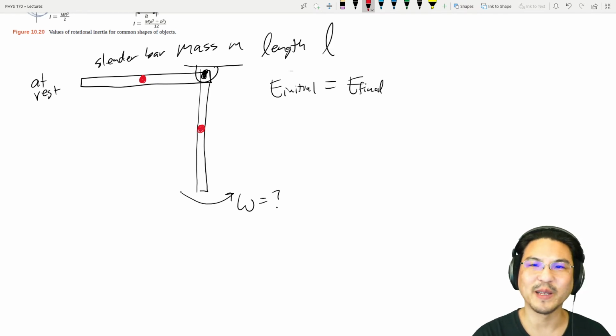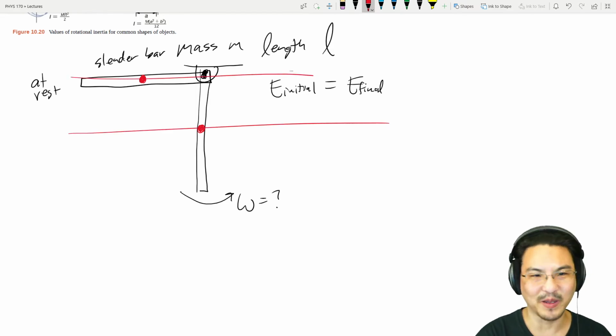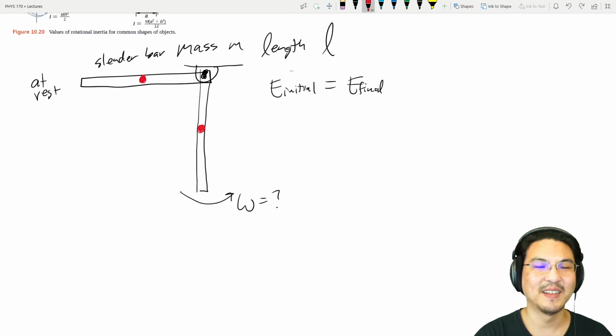So where would you like to pick the datum? Totally up to you. You can pick it here. You can pick it here. Here. There's no wrong choice. So how about we pick the datum right here?